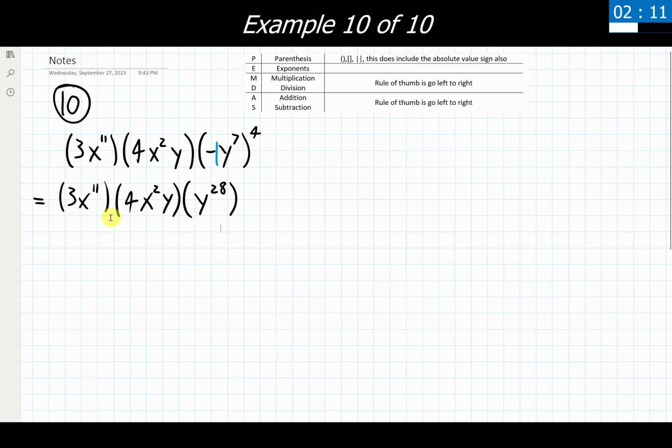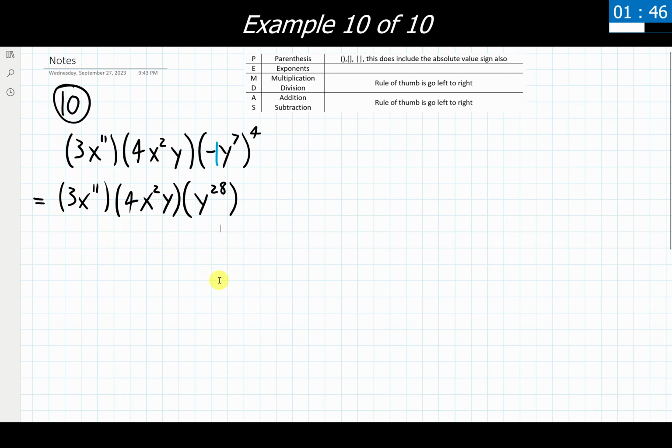Now I have everything multiplying together, and I can multiply these things either all at once or two of them at a time. I'm going to just do two at a time because I think that's a little bit easier, and we potentially lose getting mixed up along the way as a possibility. So 3x to the 11th times 4x squared y. We're just looking at these first two things.